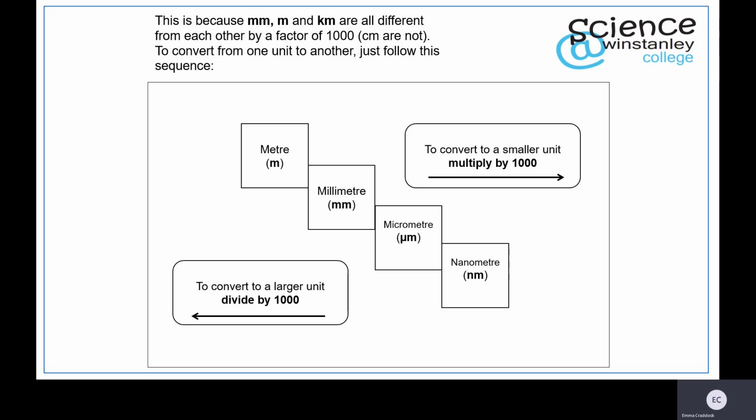Millimeters, meters, and kilometers are all different from each other by a factor of 1,000, whereas centimeters are different from meters by a factor of 100, and therefore it will make it very difficult to convert if you have measured in centimeters. If you use the factors of 1,000, so for example meters, millimeters, micrometers, and nanometers, then it's very simple to convert from one to the other. Just follow this simple sequence. To convert to a smaller unit, so for example from meters to millimeters, multiply by 1,000. To convert to a larger unit, for example from nanometers to micrometers, divide by 1,000.